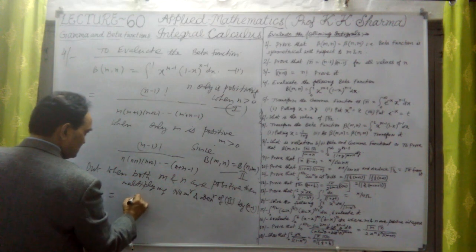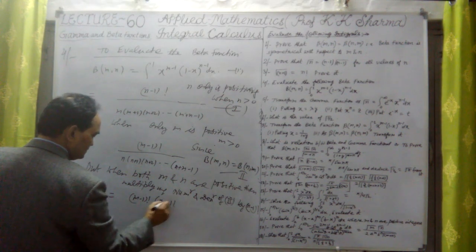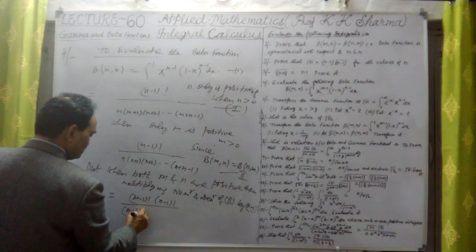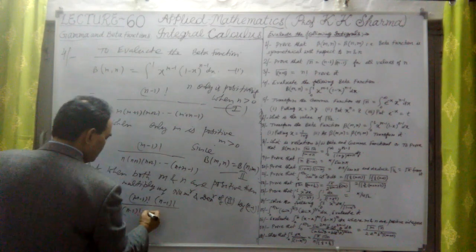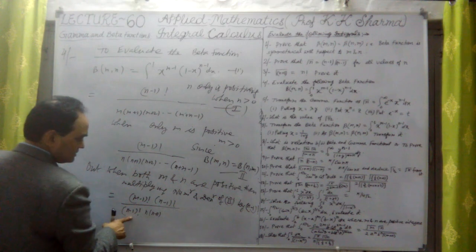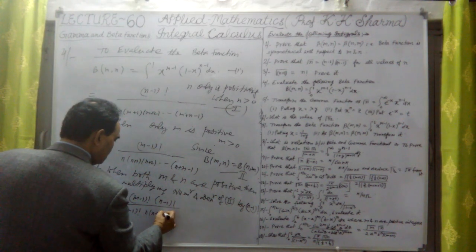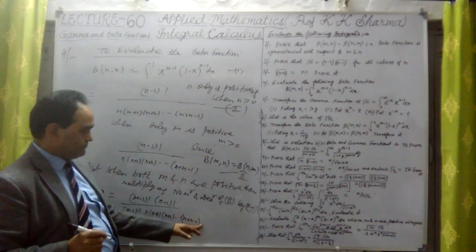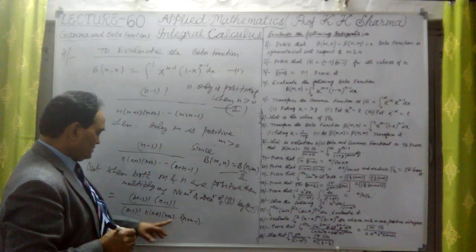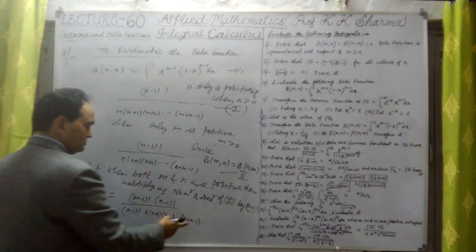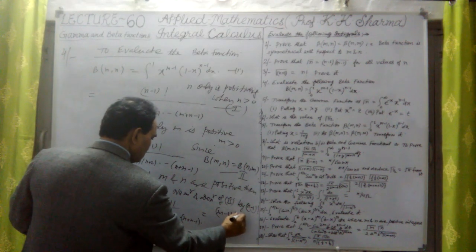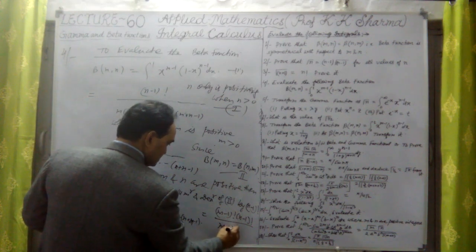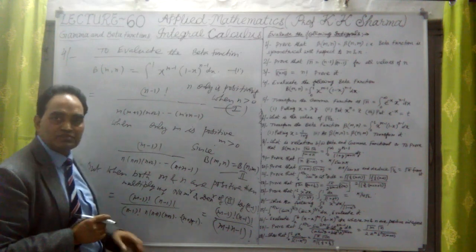It will be (n minus 1)! into (n minus 1)! divided by this whole value, (n minus 1)! divided by n into n plus 1, n plus 2, and so on, up to n plus n minus 1. This is the last, the greatest value, and up to (n minus 1)! it is going to 1. This is nothing but (n minus 1)! (n minus 1)! divided by (n plus n minus 1)!. Try to understand. This is the third possibility.